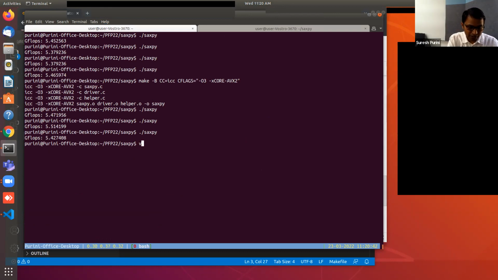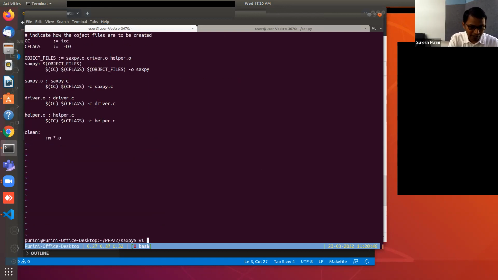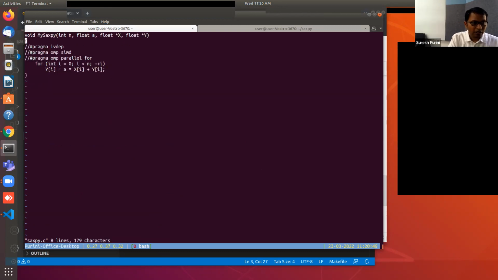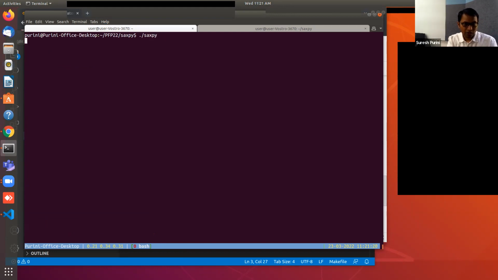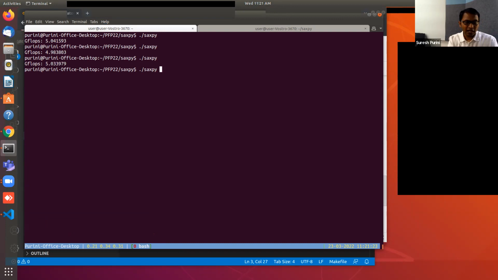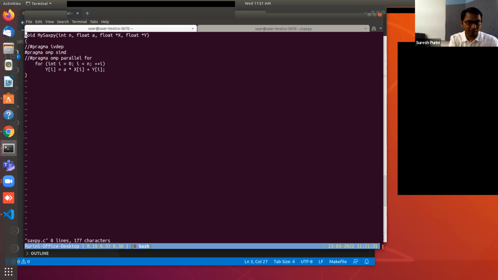Oh, yeah, this is what I would like to see. So vi AXPY.c. When we look at vectorization using pragmas in the next class, here we are telling the compiler, please vectorize the following loop for sure. Let's do this and see what happens. Since the compiler already auto-vectorized, this particular pragma doesn't have much of an effect.